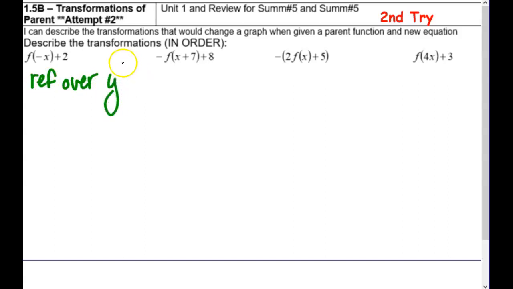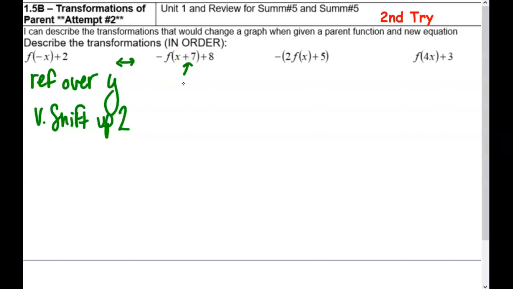Yes, reflects over the y-axis, so it would reflect that way. And then a +2 on the outside is a vertical shift, or just a shift up 2. This one has 3 things going on. Anybody know the order we should say them in?